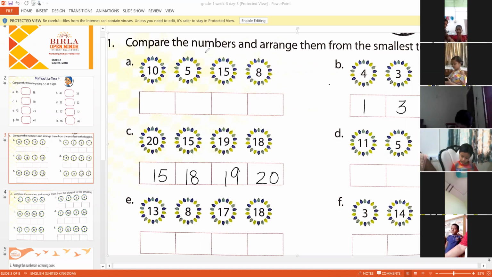We don't have much time now. Sai Joshit, you tell me the answer for the D bit. Sai Joshit, quickly. Tell me the smallest number here. 11, 5, 8, 13. What should we write first? Smallest number between 5 and 8. 5. Okay, after that? 8. Very good. Then? Yes, quickly.